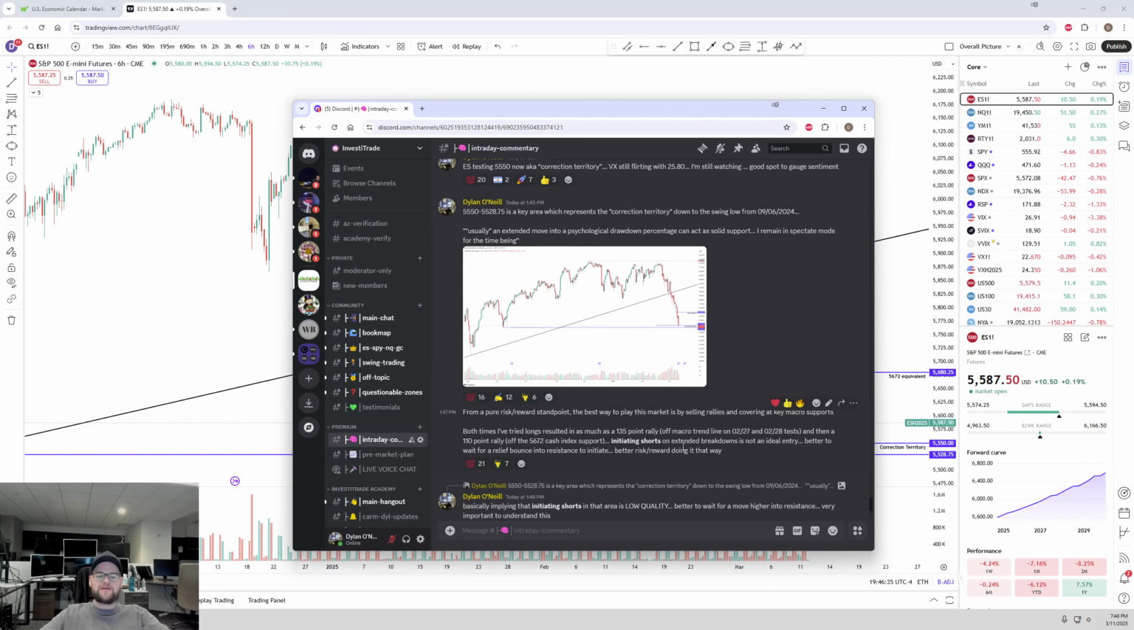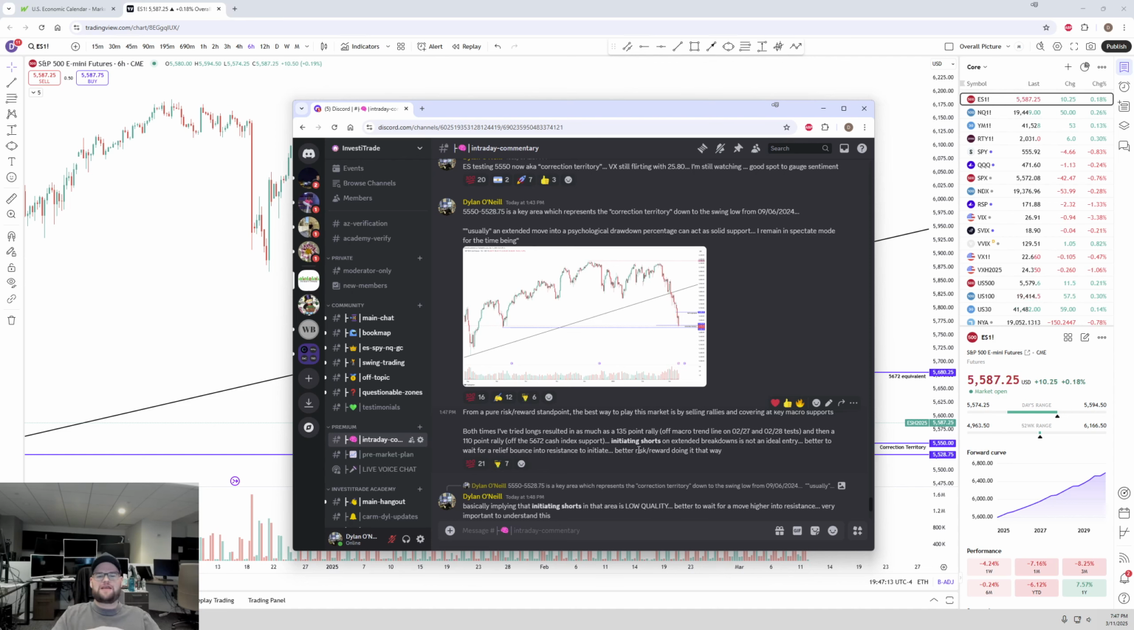So I said initiating shorts on extended breakdowns is not an ideal entry. It's better to wait for a relief bounce back into the resistance to initiate, right? There's better risk reward. By you chasing a breakout after it's already gone 30, 40, 50 points already, or by initiating a short on an extended breakdown that has already been falling 100 points, 50 points, and so forth, you're leaving very, very small room for error.